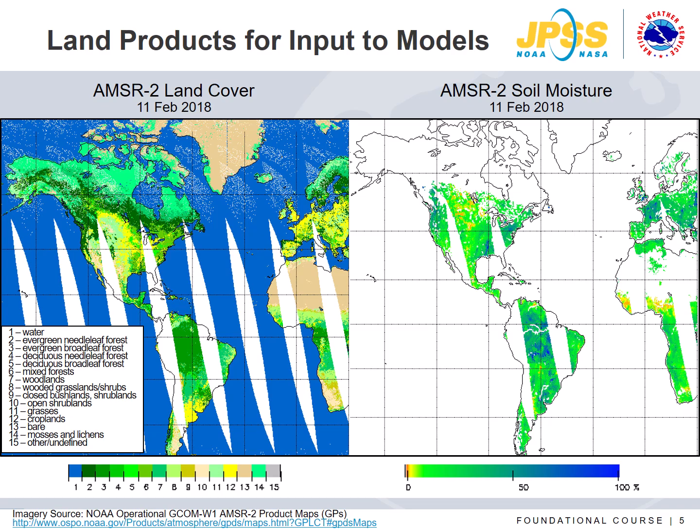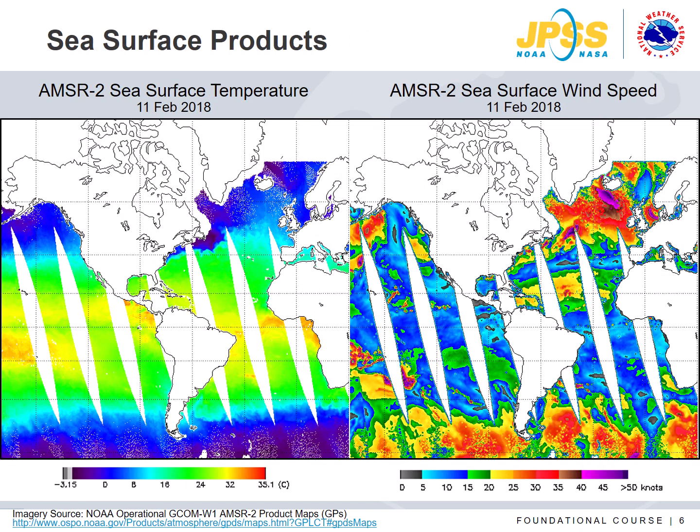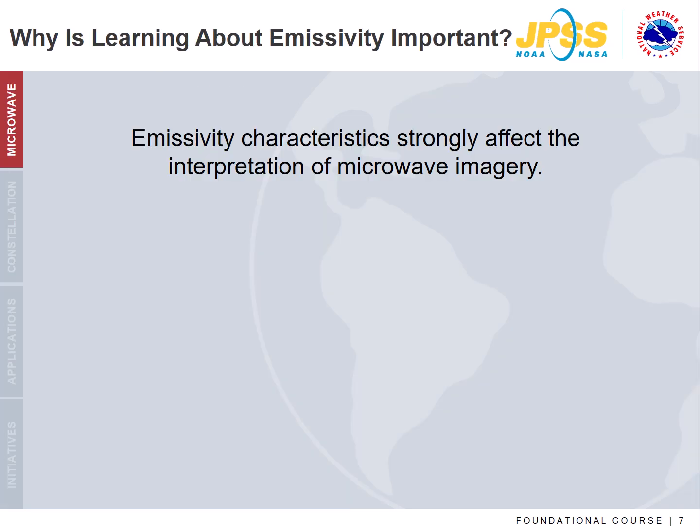On the left is a land cover product, and on the right is soil moisture for the same time. The land products shown here are derived from microwave imagery and are beneficial for large-scale analysis and through incorporation into numerical models. How much microwave data makes it into the model depends on the latency of the product. Variability in ocean emissivity allows for the derivation of sea surface temperature shown on the left and sea surface wind speed on the right. Both of these sea surface products can be used directly in operations.